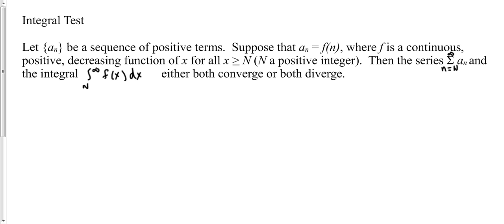So what this is telling us is if we can successfully figure out what the integral is going to be and it doesn't diverge, then that means that we know that the series will converge as well. So let's go back to our problem.